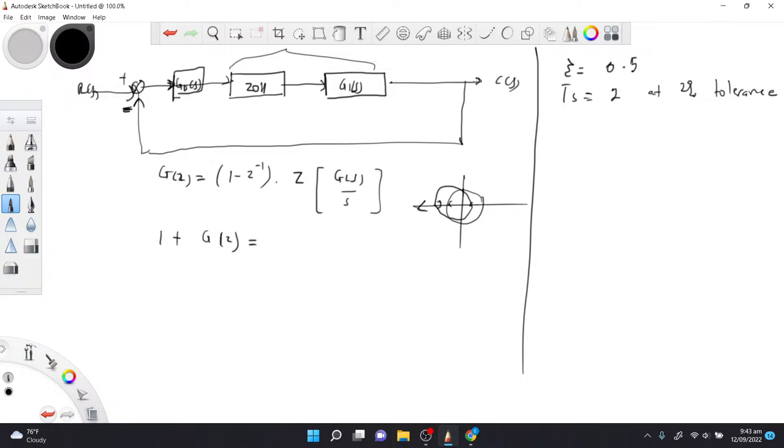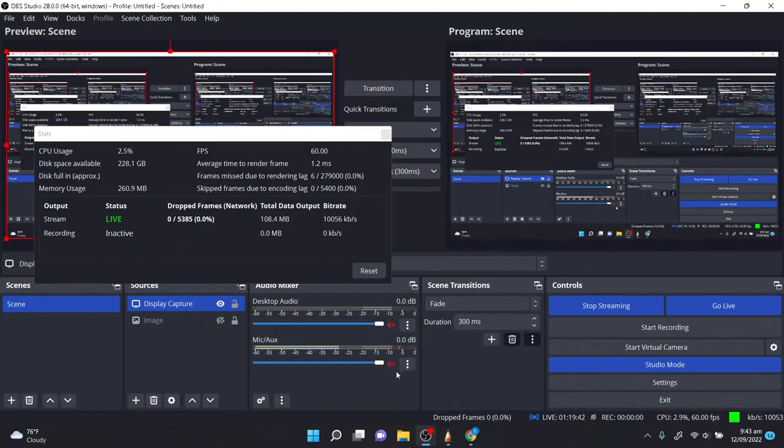Yeah, correct. So yeah, let's see. So I'm saying that we have some transfer function. You kindly hold on for me, okay?